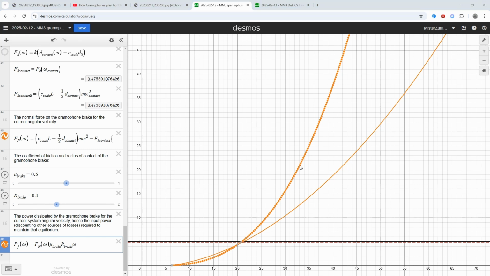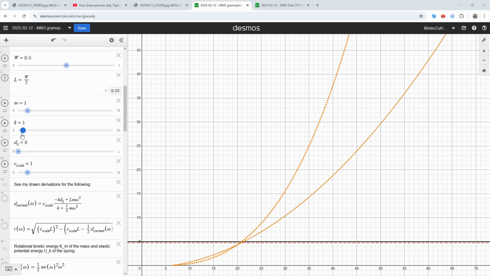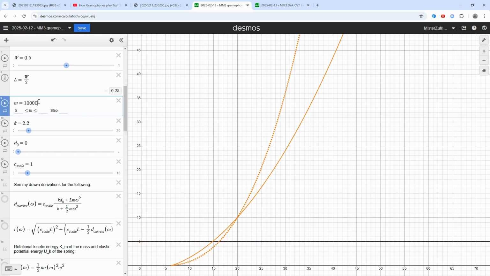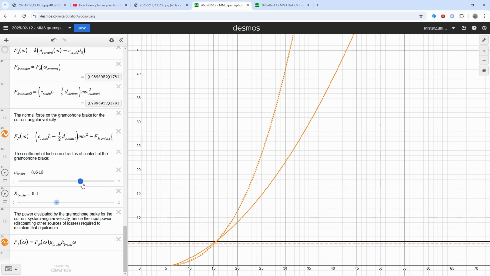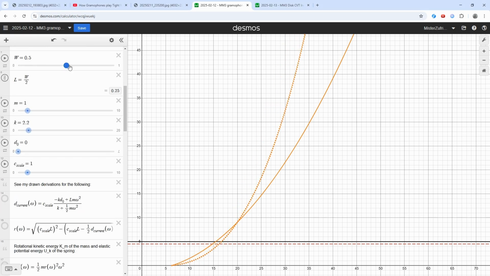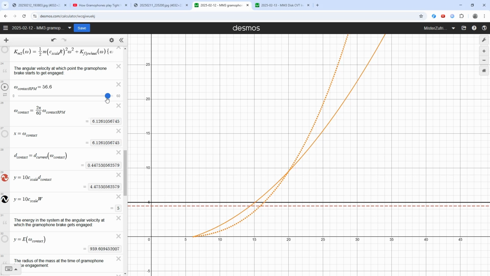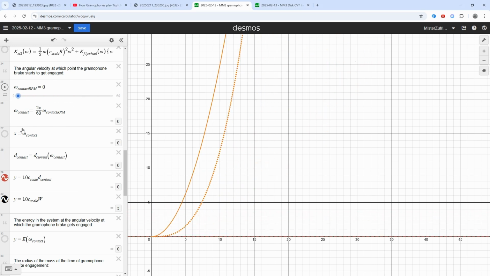As such, we can define tightness as having a smaller change in the equilibrium speed for the same change in system power, meaning that this curve needs to be steeper. This can be achieved by increasing the strength of the spring, by increasing the mass of the flyweights, but only by so much, by increasing the brake's coefficient of friction, by making the governor longer, or by engaging the brake at a lower speed relative to the governor's maximum.